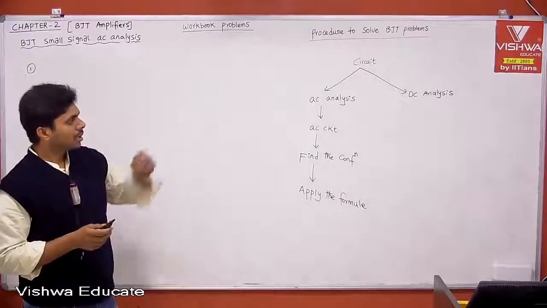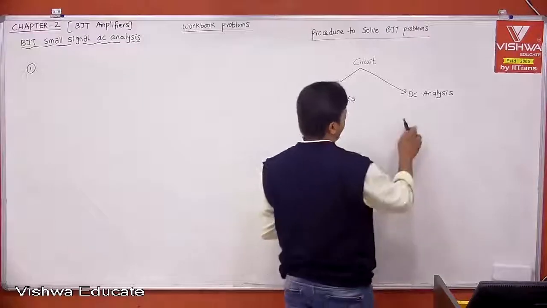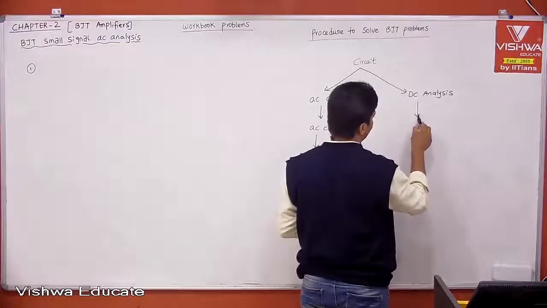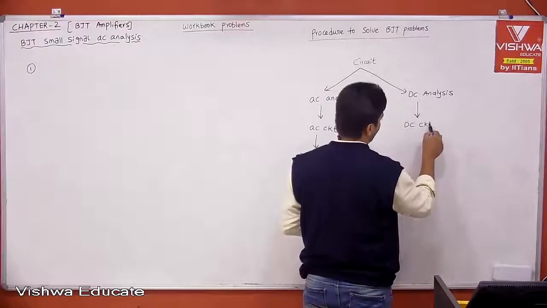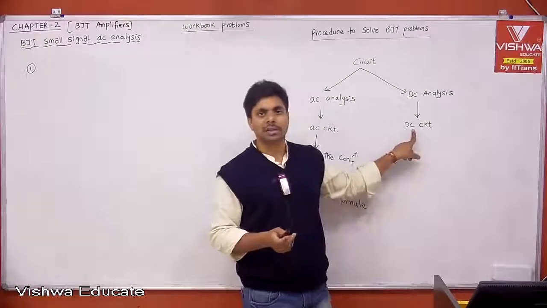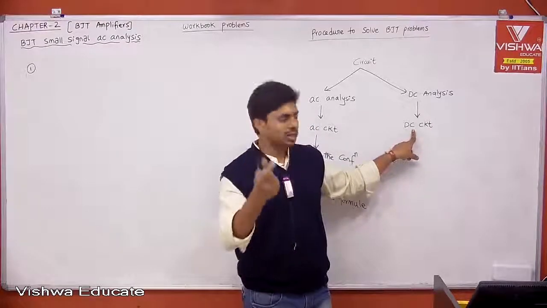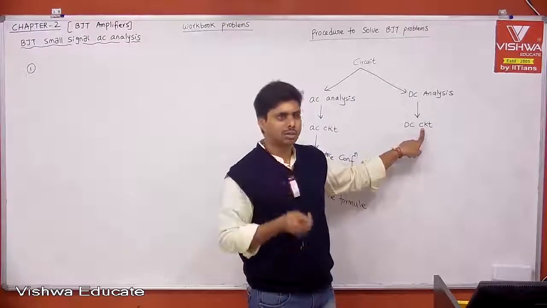Okay, now coming back to DC analysis. After knowing that the problem is related to DC analysis, immediately find the DC circuit. How will you find the DC circuit? If there is a capacitor, for DC a capacitor acts as an open circuit. And if there is an inductor, for DC an inductor acts as a short circuit.